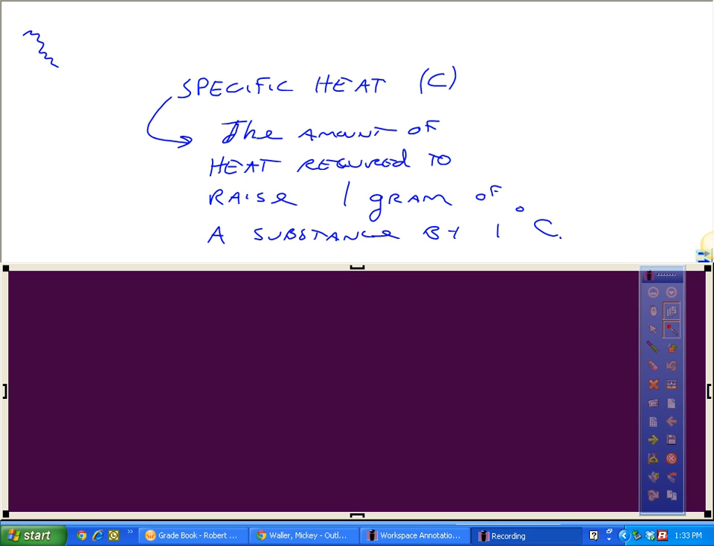The amount of heat required to raise 1 gram of a substance by 1 degree Celsius. So if we take a gram of a substance and we raise the temperature by 1 degree, the amount of heat that it takes to do that is referred to as the specific heat of that substance. It is a property. It is something that can be used to identify an unknown, and it's something that doesn't change for a given substance.